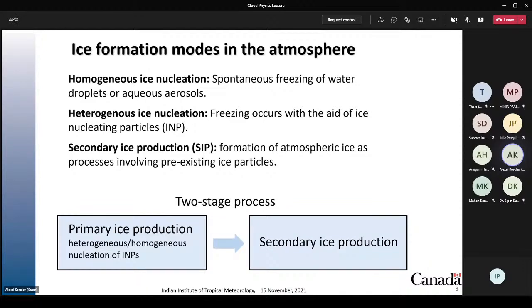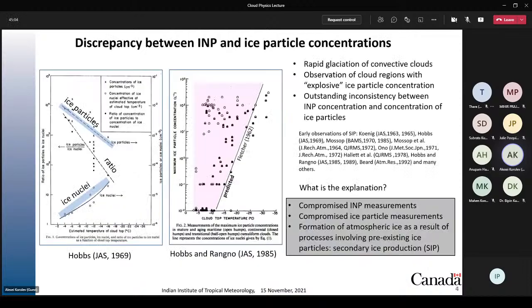So secondary ice production is a two-stage process. First, it requires ice, which is generated during primary ice production, whether through homogeneous ice nucleation, which can later precipitate down to warmer clouds, or heterogeneous nucleation. But then it ignites secondary ice production, which may go, again, as a chain reaction.